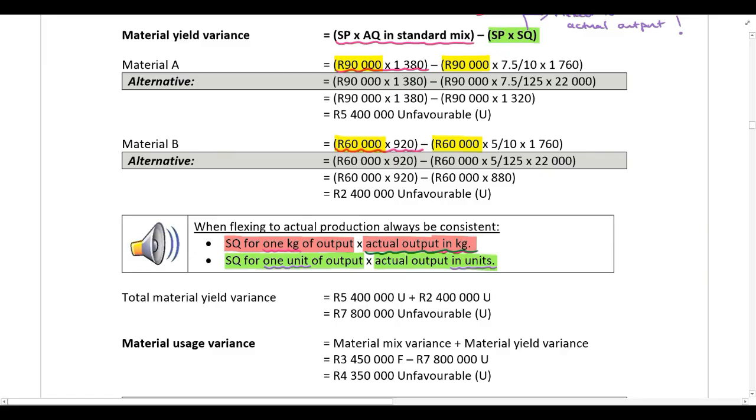All right, so the yield variance for material A is unfavorable. And that's because if they actually produced 22,000 units, they should have used 1,320 kilograms. They actually used 1,380 kilograms. So because they actually used more than what they should have, the variance is unfavorable. Let's look at material B. If they actually produced 22,000 units, they should have used 880 kilograms of material B. They actually used 920 kilograms. So because they actually used more than what they should have, the variance is unfavorable.